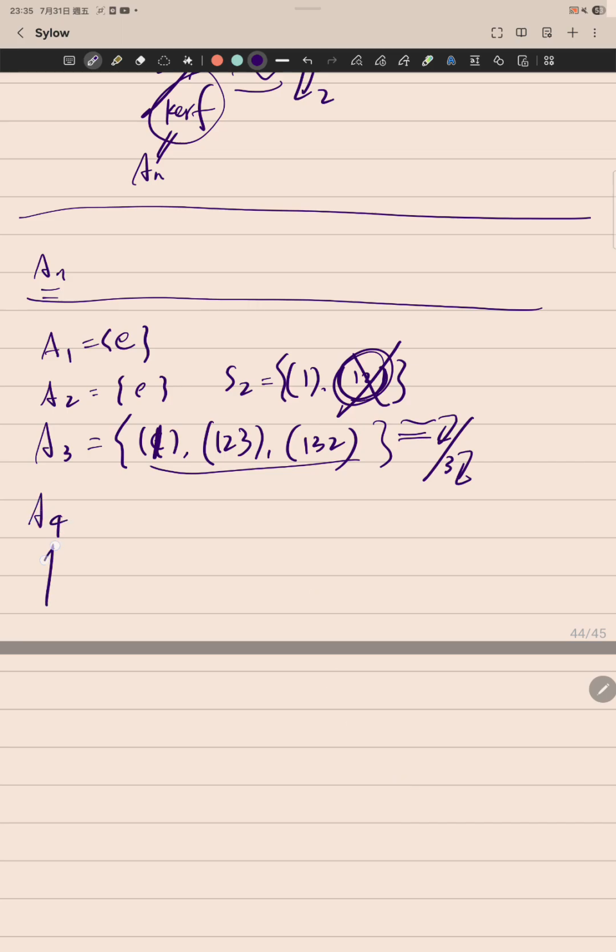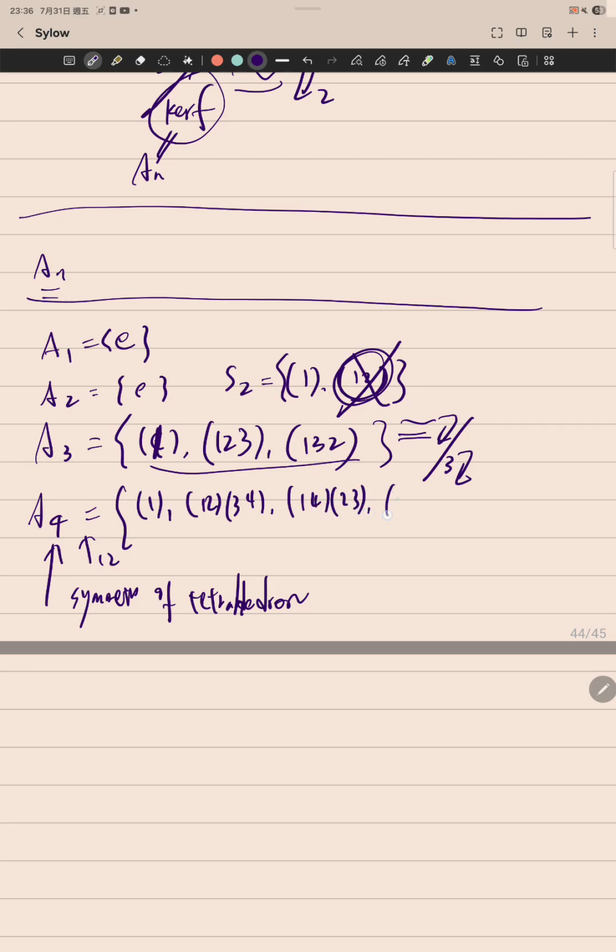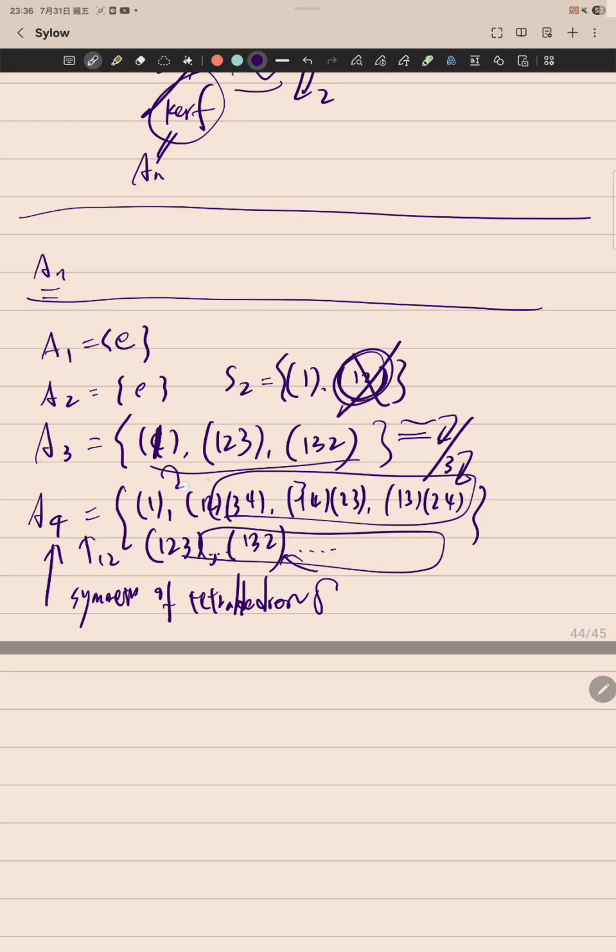And we can consider A4. This is the symmetry of a tetrahedron. So you have 12 elements, and I don't want to write them all, but I can do this. It's the identity, (1 2)(3 4), (1 4)(2 3), and (1 3)(2 4), plus the 3-cycles like (1 2 3), and (1 3 2), and so on. So you have 4 of them, and 3 of them, and 1 of them. So the total is 12 elements.